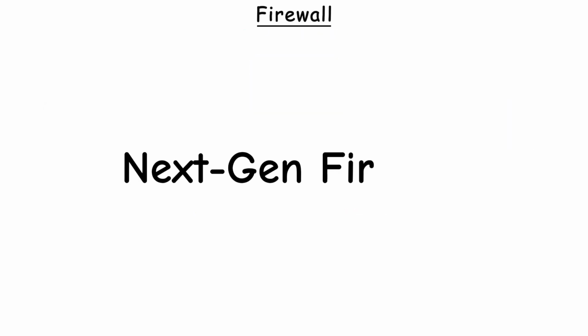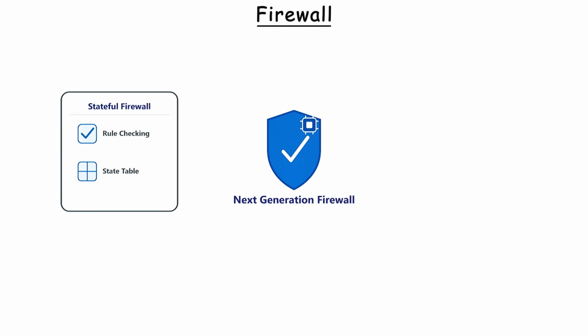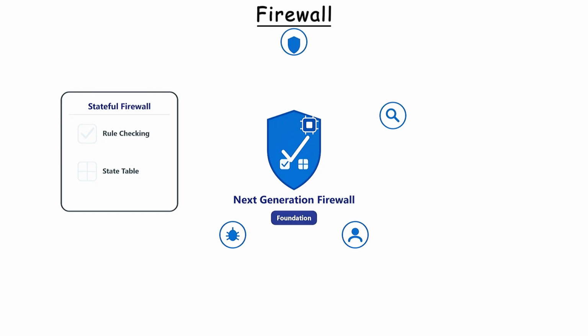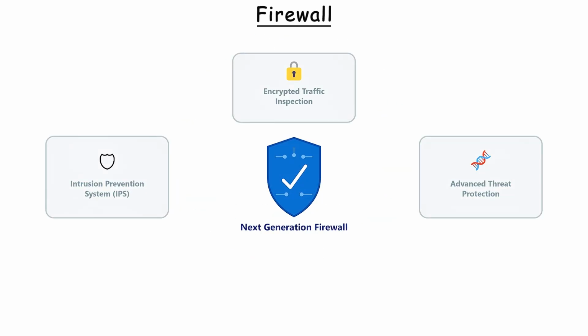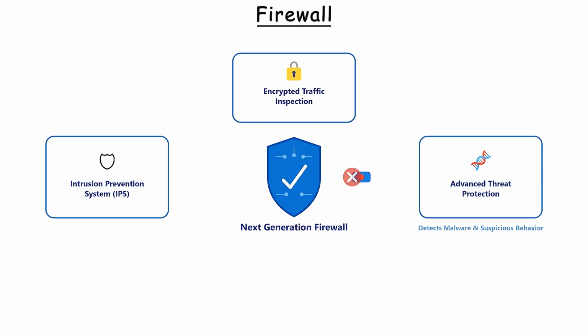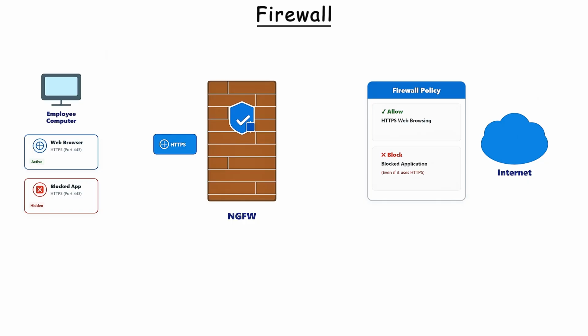So lastly, we have the next generation firewalls, which combine the traditional stateful firewall functions with advanced security features. Now these features include intrusion prevention systems, encrypted traffic inspection just like the deep packet inspection, and advanced threat protection systems which can block malware and also detect suspicious behavior. So these firewalls can implement more complex rules such as allowing HTTPS traffic but blocking some specific applications from using it.